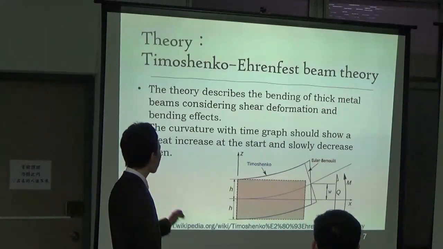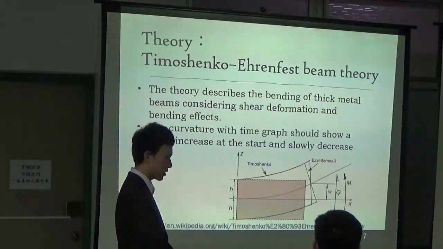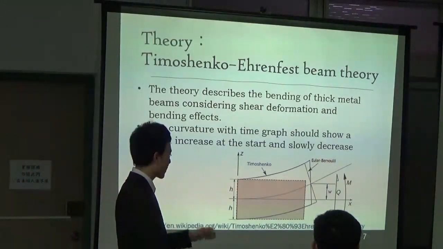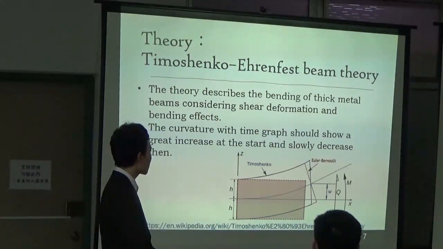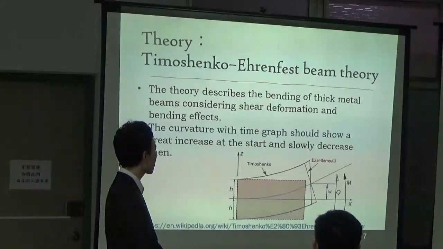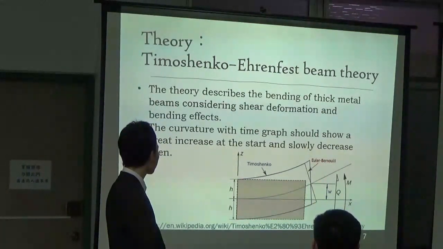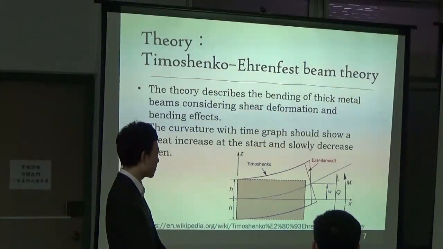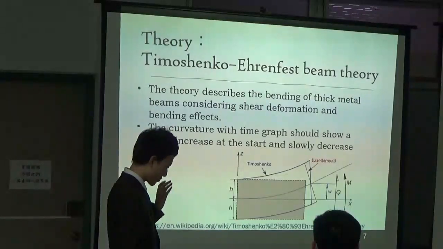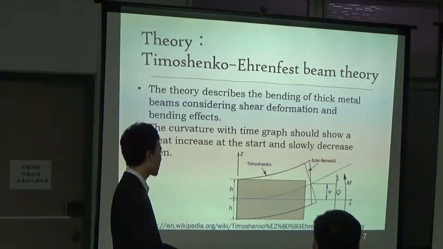Next, I'll be talking about this theory about the bimetallic strip. This theory describes the bending of thick metal beams, considering the shear deformation and the bending effect when there's heat. And the curvature with time graph should show a great increase at the start and slowly decrease in the end, which will fit what we observed.